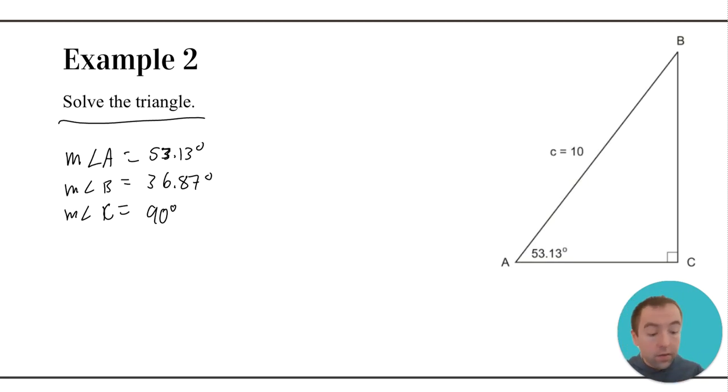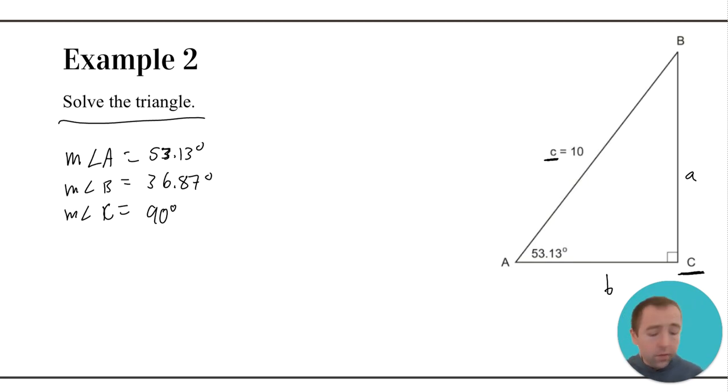Then we also have to find all of the side lengths. When we label sides of triangles, this side right here is called lowercase c because across from it is capital C for its angle. So this side right here would be lowercase b because it's across from capital B, and this side right here would be lowercase a.